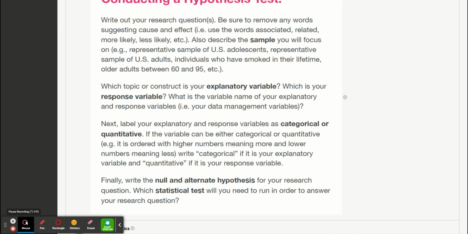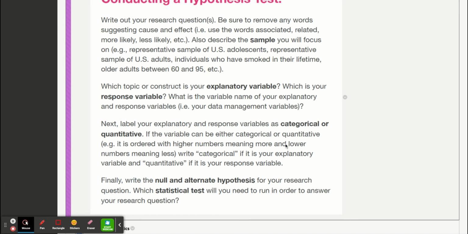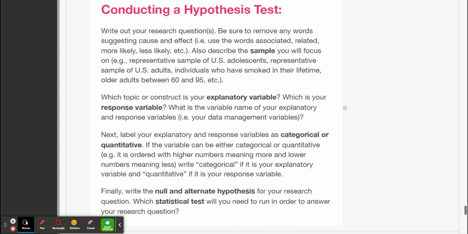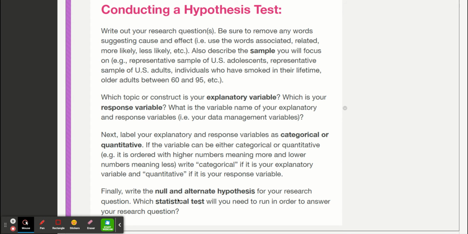The null hypothesis, that there's no association between our variables, is the one that the statistical analysis is able to test for us, but we would like to be able to reject that null hypothesis in favor of the alternate hypothesis, which is our research hypothesis.